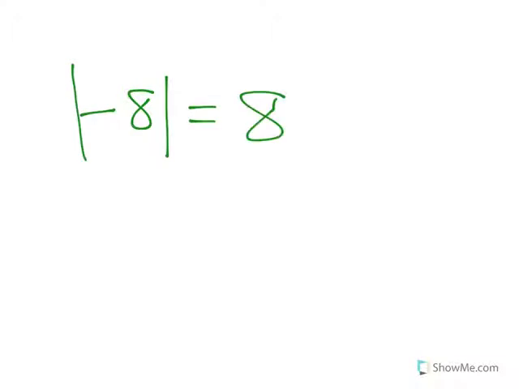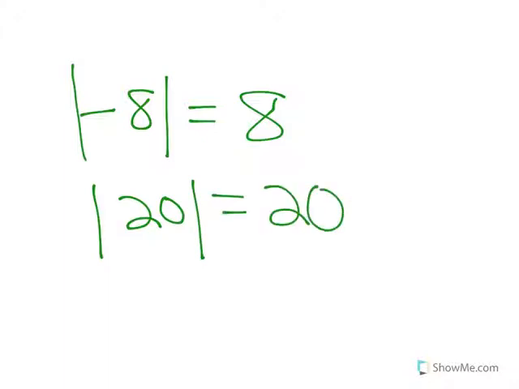If we have another example, the absolute value of -8, it's going to be +8, because -8 is 8 units from 0. If we have the absolute value of 20, it's going to equal 20, because 20 is 20 units from 0. The value is always going to be positive because we're talking about how far the number is from 0.